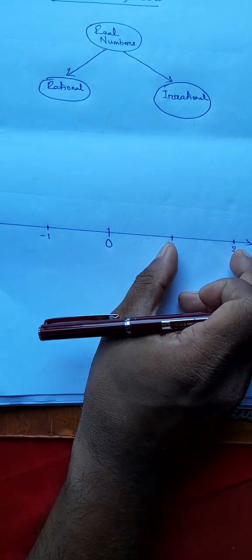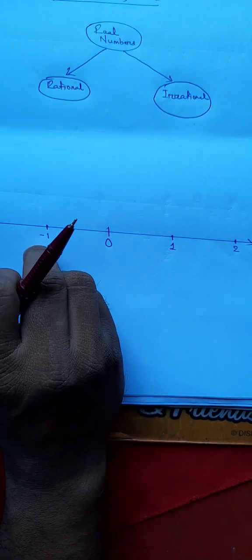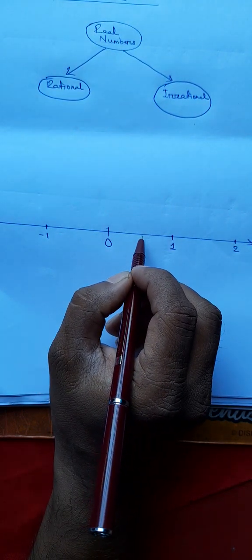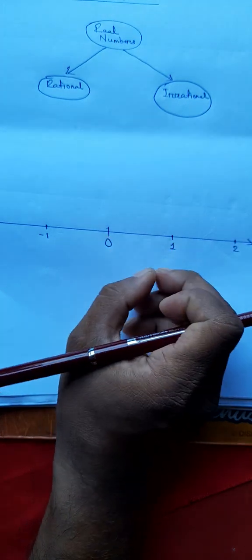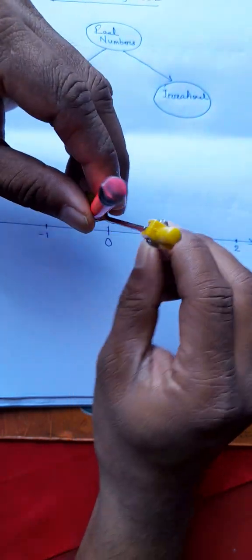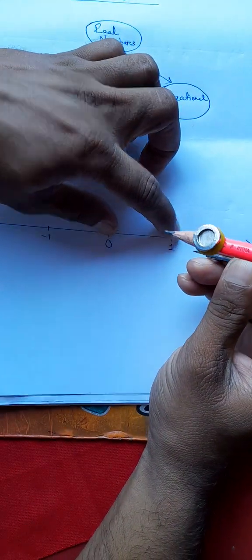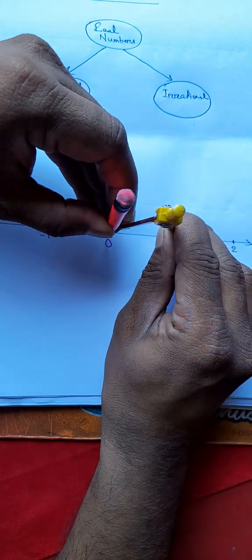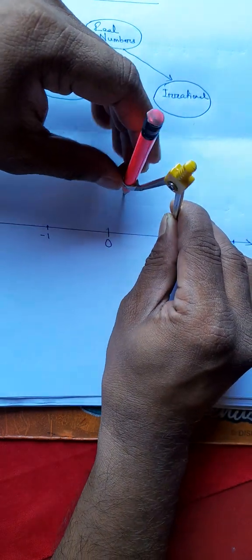In between 1 and 2 there is no integer. Similarly in between 0 and -1 there is no integer, but we will try to find some numbers in between 0 and 1, similarly in between 1 and 2. Let's do one thing. Say for example you want to divide the line segment between 0 and 1 exactly into two equal parts. So let's bisect this line segment using compass.